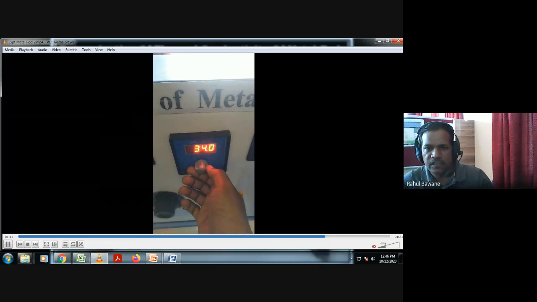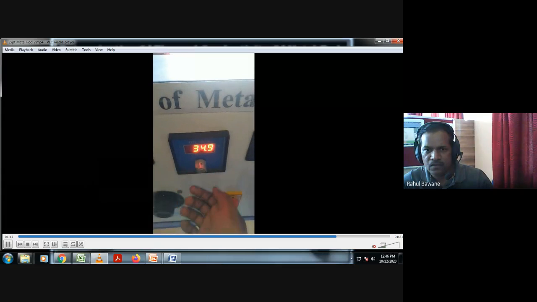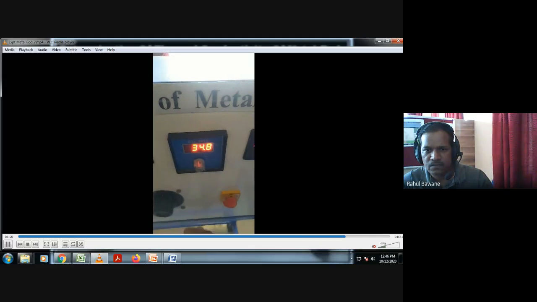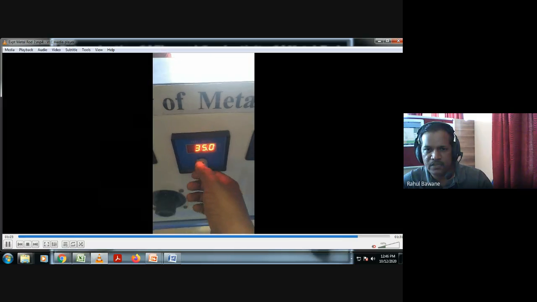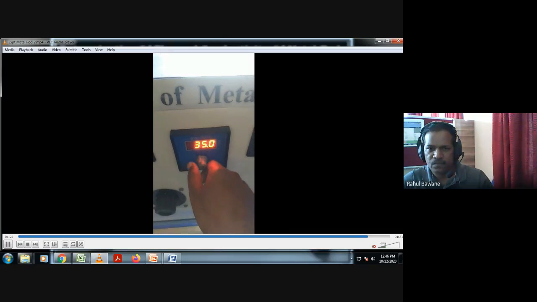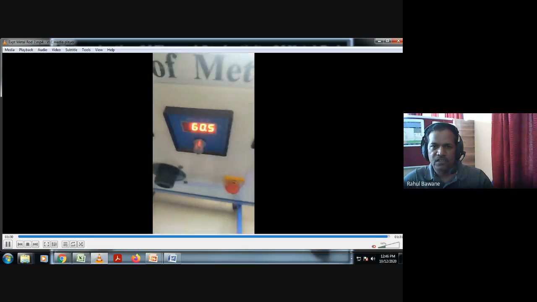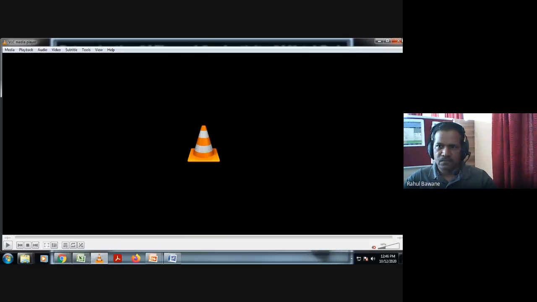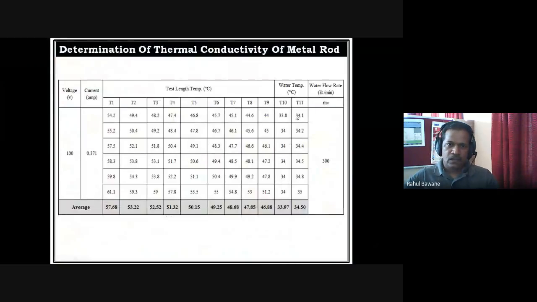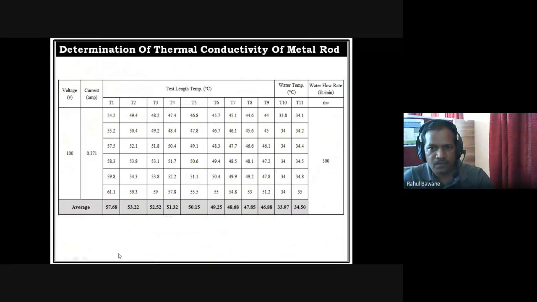This is T10. T11, 35. If trying for T12, there will be no reading. So this is the last set of readings. And when I make a table, T1 to T11, water flow rate is 300, voltage is 100, current 0.371. This is the final, okay.